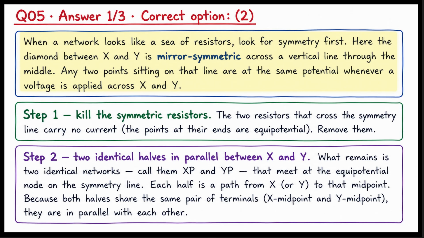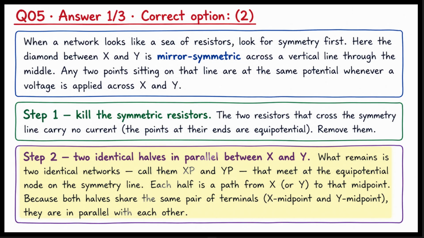When a network looks like a sea of resistors, look for symmetry first. Here the diamond between X and Y is mirror symmetric across a vertical line through the middle. Any 2 points sitting on that line are at the same potential whenever a voltage is applied across X and Y. Step 1, kill the symmetric resistors. The 2 resistors that cross the symmetry line carry no current, because the points at their ends are equipotential. Remove them.